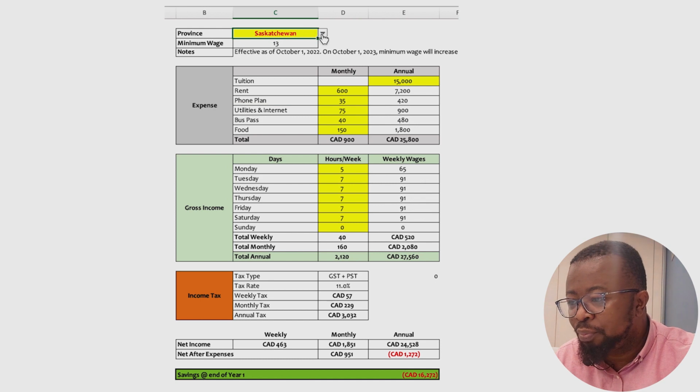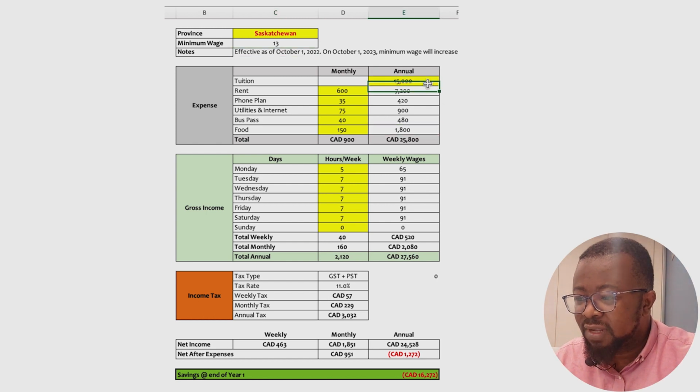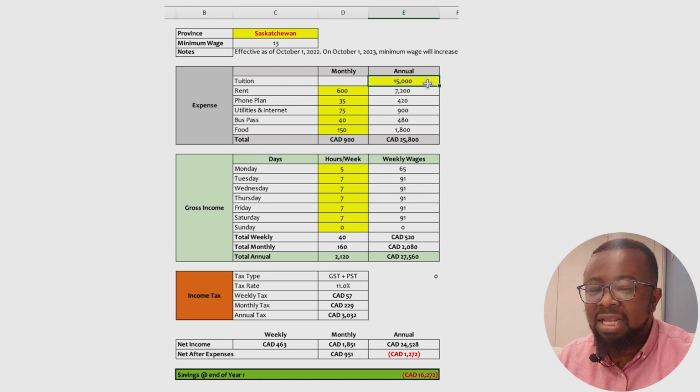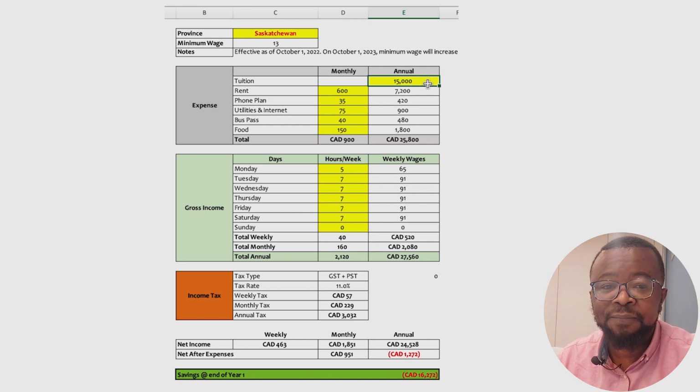So first things first, we pick Saskatchewan here as the province that we are going to. You see that automatically the minimum wage is adjusted here. And I put some notes here about the minimum wage in case you want to read about it. Then in terms of expenses, the yellow ones are basically the things that you can adjust yourself so that the calculation will be done automatically for you. And I've done this for you so you don't have to redo it yourself. I will share this particular sheet so that you can download and do your own calculation. So you prepare accordingly before you land.